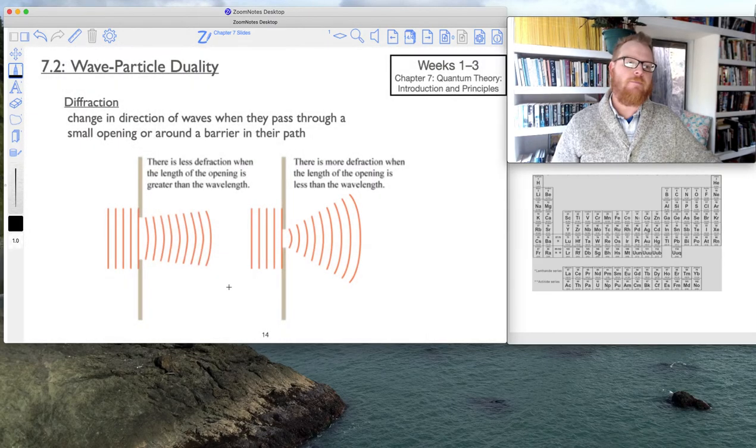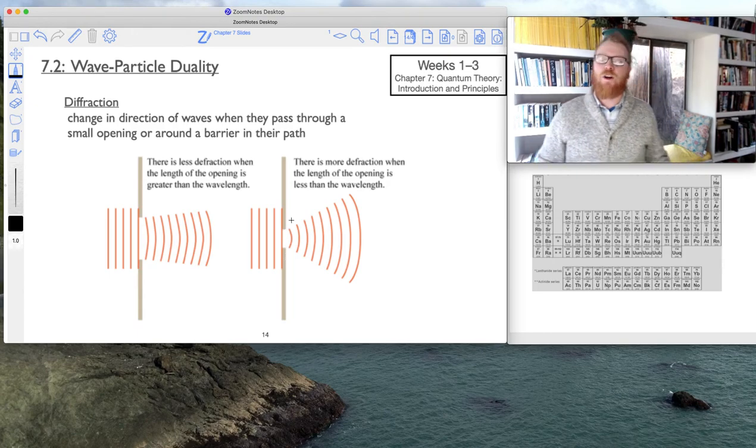I'll remind you, diffraction is the change in directions of waves when they pass through a small opening or around a barrier in their path. So this leads to either a collimated beam or a divergent beam, as mentioned earlier. There is much less diffraction when the length of the opening is greater than the wavelength. But if we narrow the opening, there's a lot more diffraction.